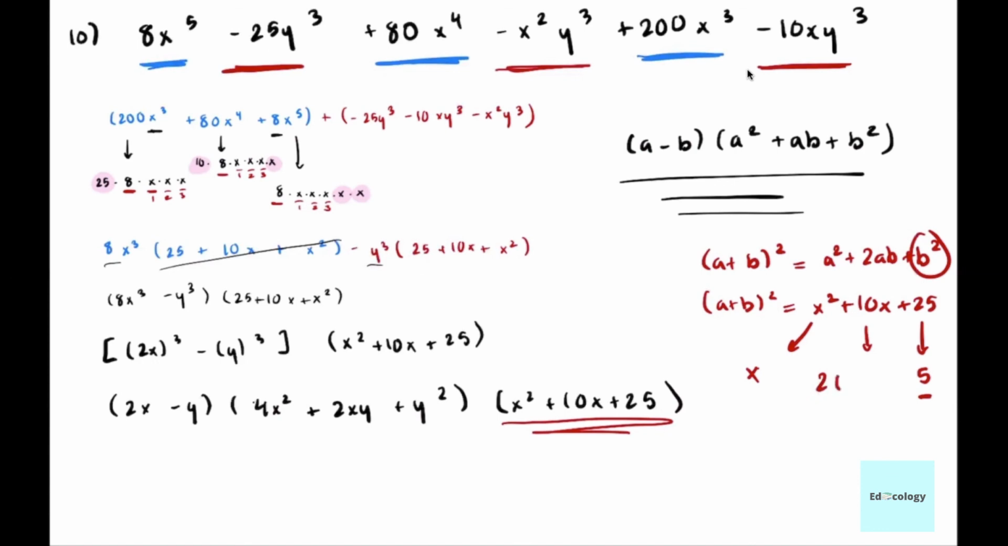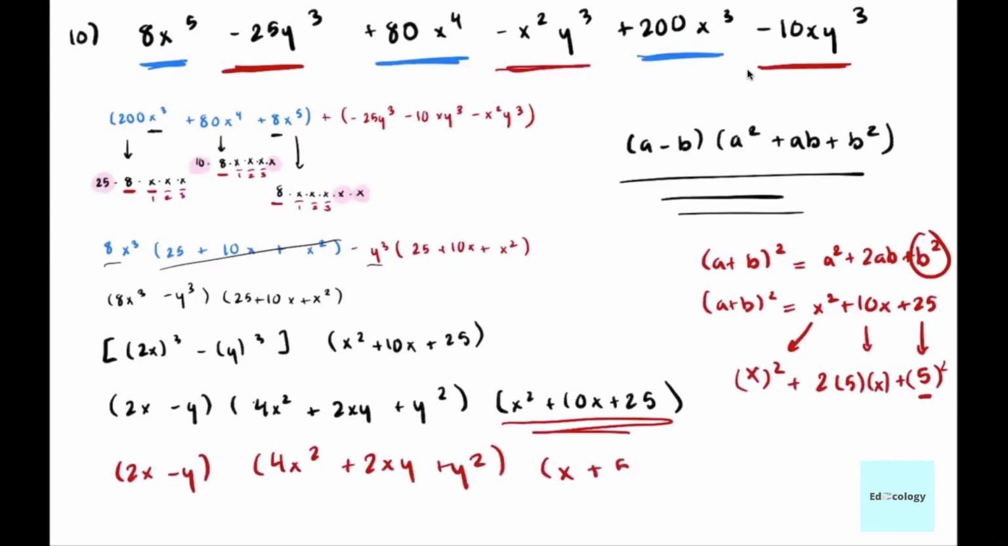So that means that we can rewrite this into 2x minus y times 4x squared plus 2xy plus y squared. And what does a represent in this? X. What does b represent in this? 5. And why is it plus? Because here the sign is positive.